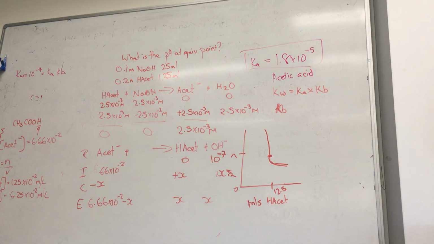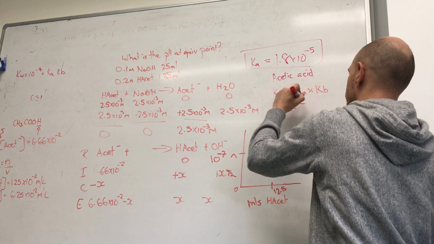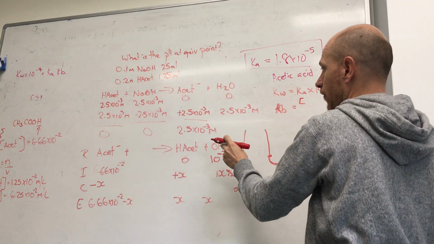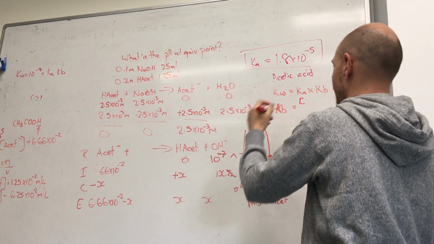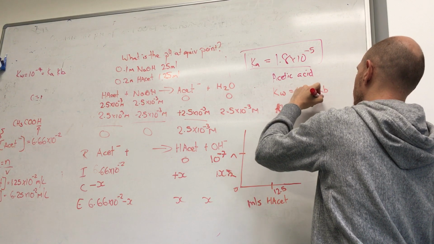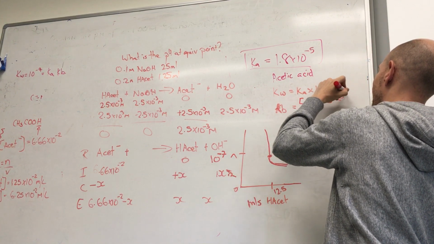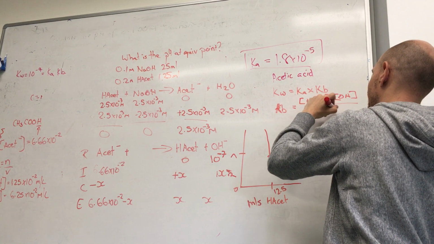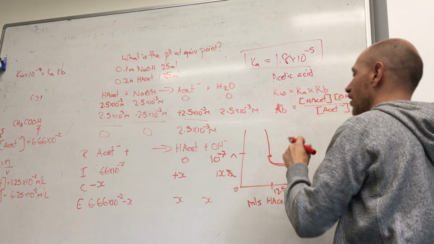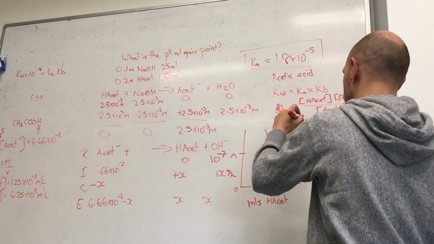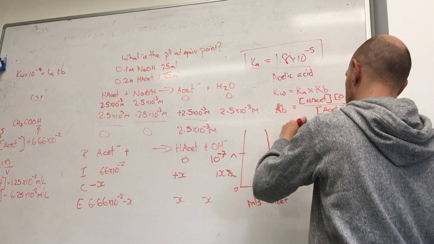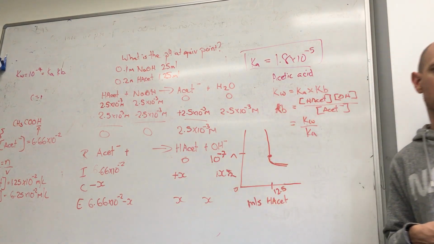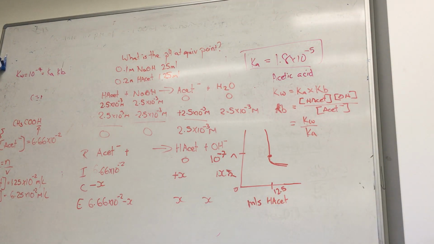All right, let's go. So KB is equal to concentration of, which equals KW on KA.